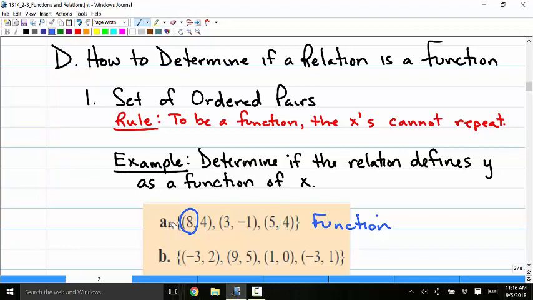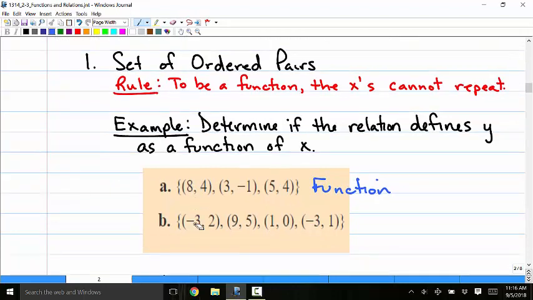Do you care about the y values? That y value is listed twice, but do we care? No. All right. Second question.